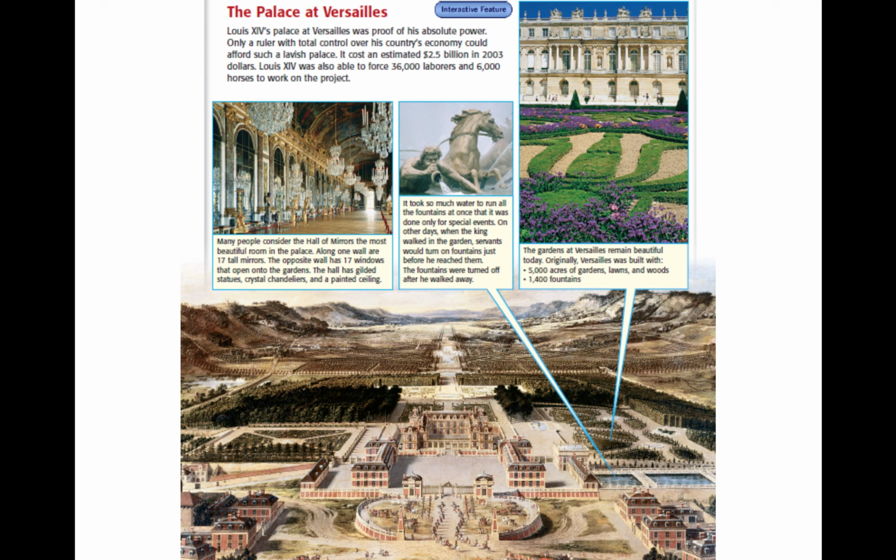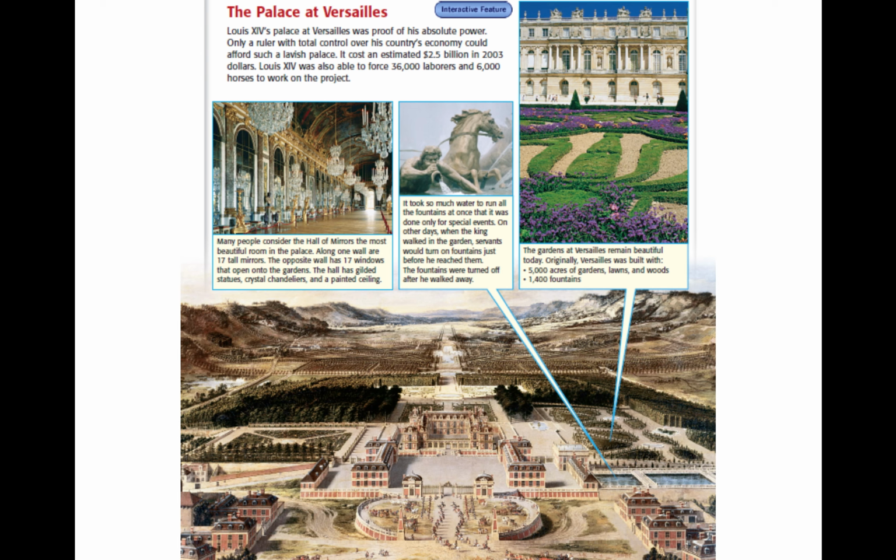It says many people consider the Hall of Mirrors, which we'll see a bigger picture of in a second, but it's there on the left, to be the most beautiful room in the palace. Along one wall are 17 tall mirrors. The opposite wall has 17 matching windows so that people could look out into the gardens. Or if you were looking in the mirrors, you could see the gardens through the mirror. They would hold balls and things here in the Hall of Mirrors, with people dancing and hors d'oeuvres being served.